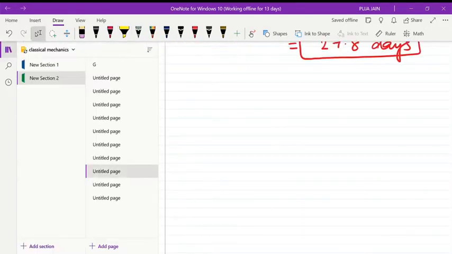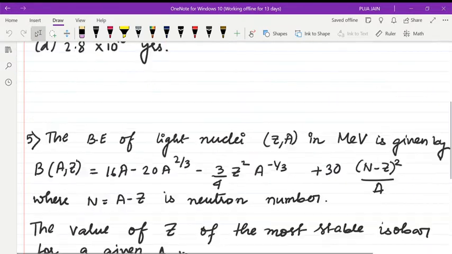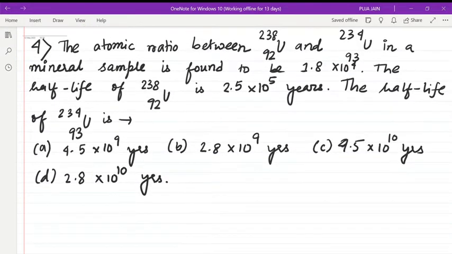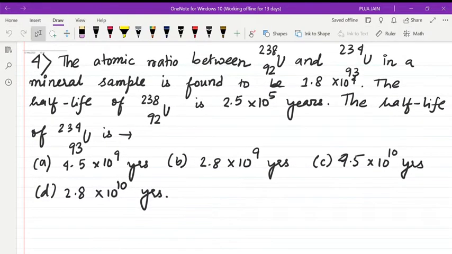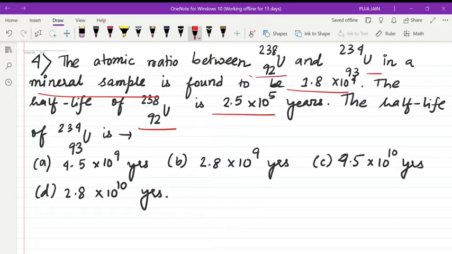Now next question. Question number 4. The atomic ratio between uranium-238 and uranium-234 in a mineral sample is found to be 1.8 into 10 to the power 4. The half-life of uranium-238 is 2.5 into 10 to the power 5 years. We need to find the half-life of uranium-234.